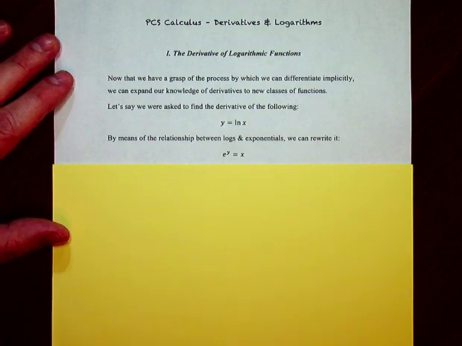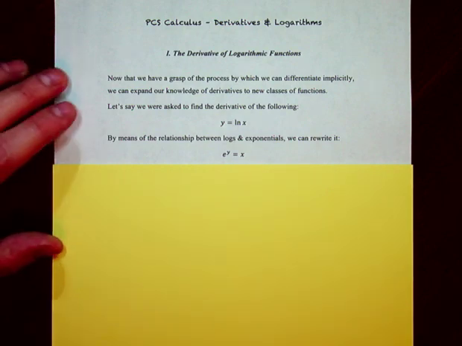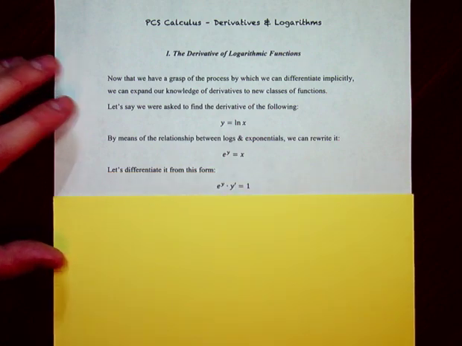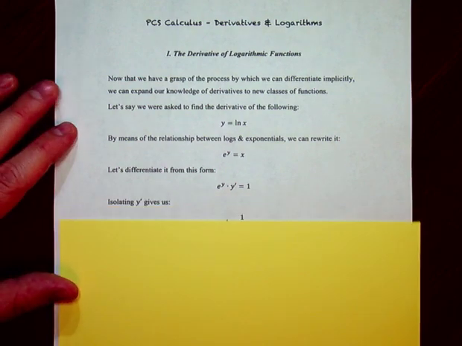Now, if we know the derivative rule for exponentials, we can certainly differentiate the left-hand side, e to the y, because remember when we were dealing with chain rule stuff, it was e to the stuff. The derivative of e to the stuff is e to the stuff times the derivative of stuff. Well, if that stuff in this case is y and its implied relationship to x, then it's e to the y times y prime. On the right-hand side, simple linear, coefficient is 1, so its derivative is 1.